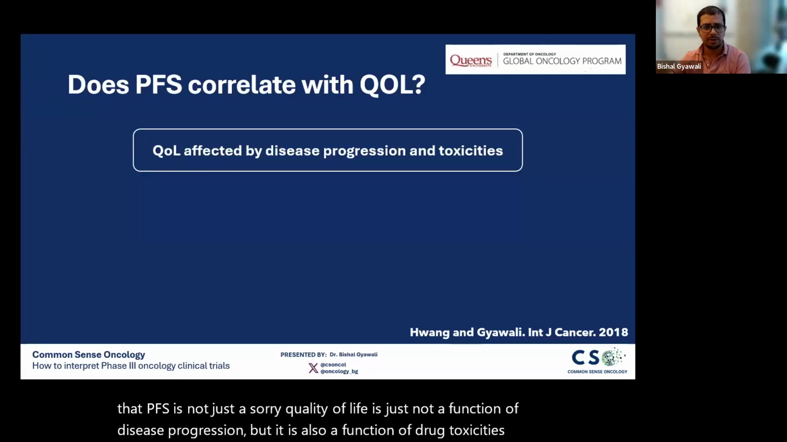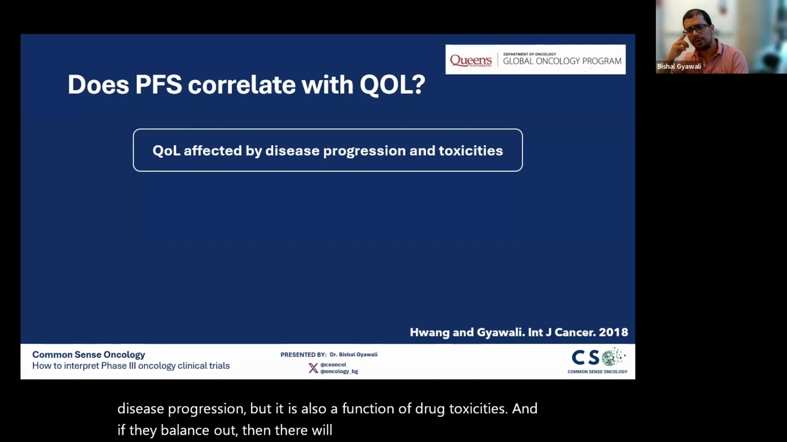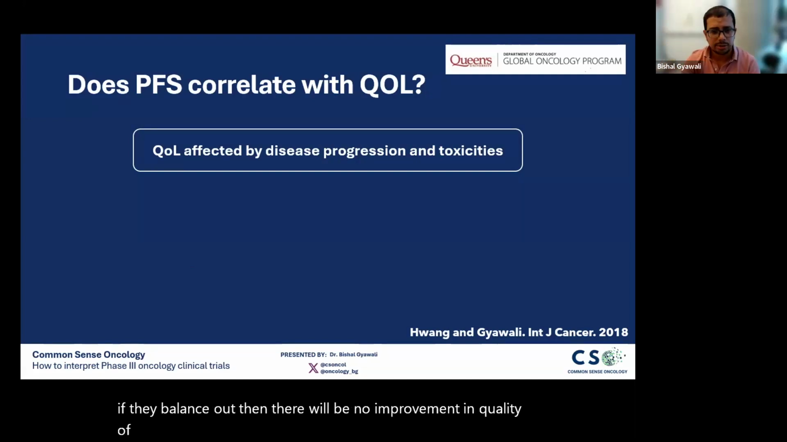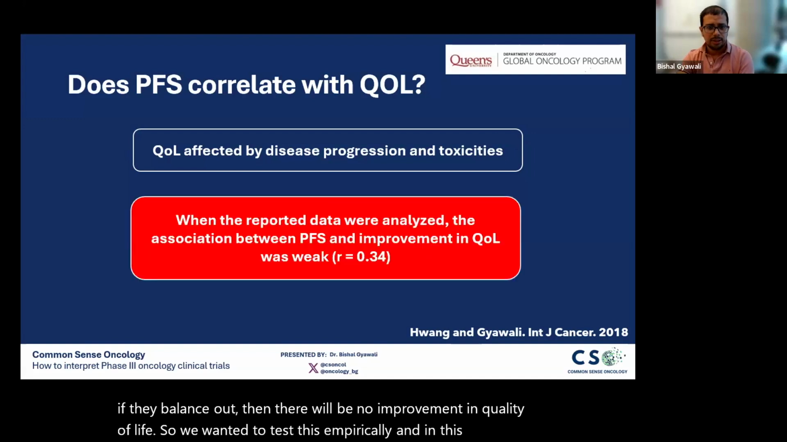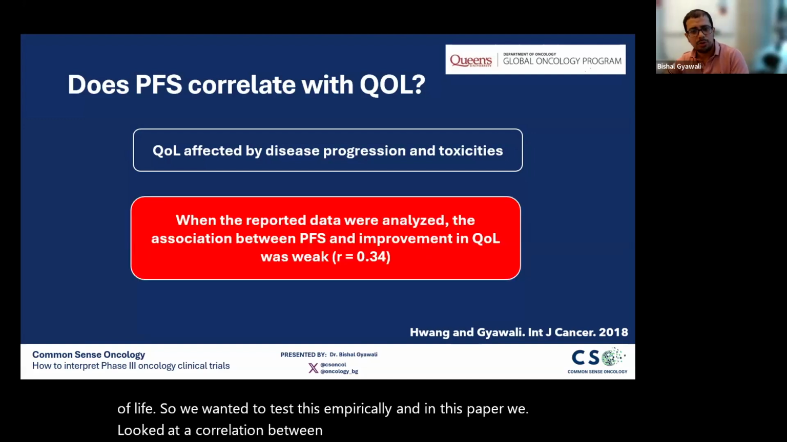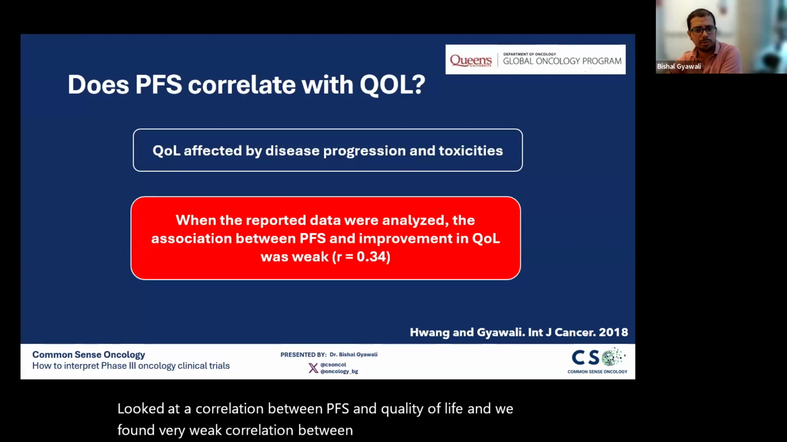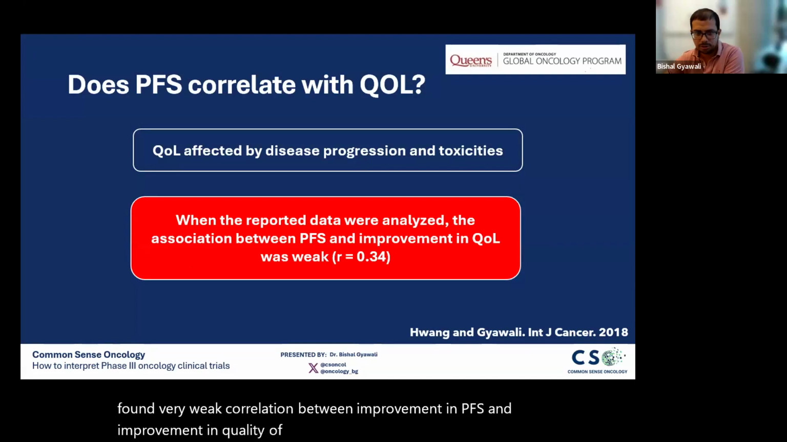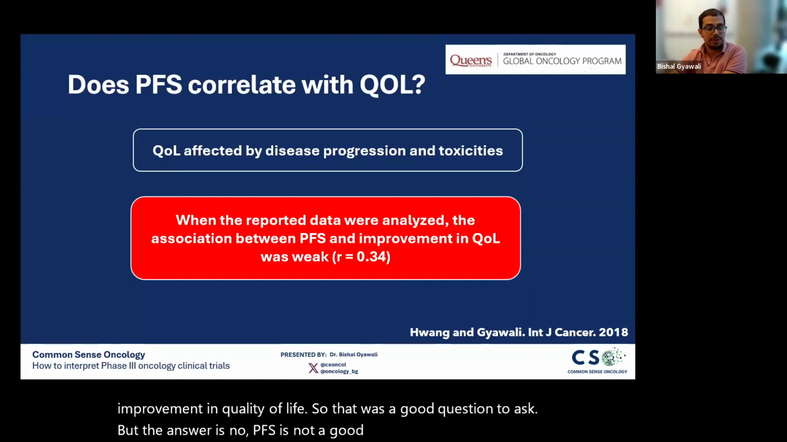And if they balance out, then there will be no improvement in quality of life. So we wanted to test this empirically. And in this paper, we looked at correlation between PFS and quality of life. And we found very weak correlation between improvement in PFS and improvement in quality of life. So that was a good question to ask. But the answer is no, PFS is not a good surrogate for quality of life either.